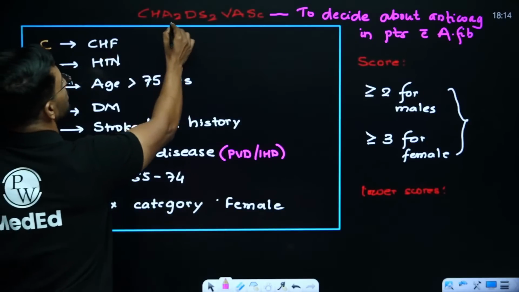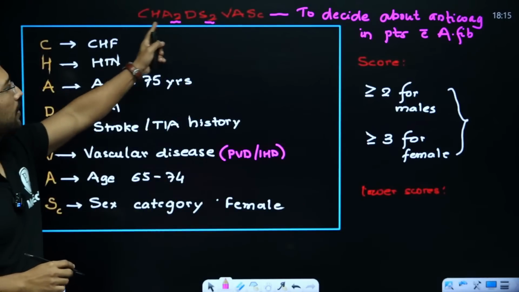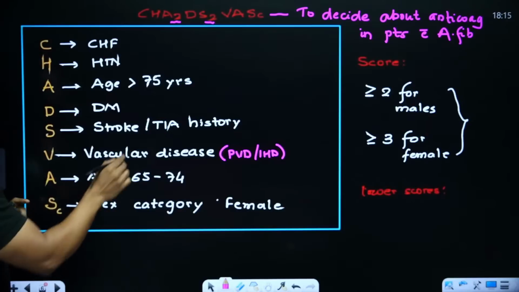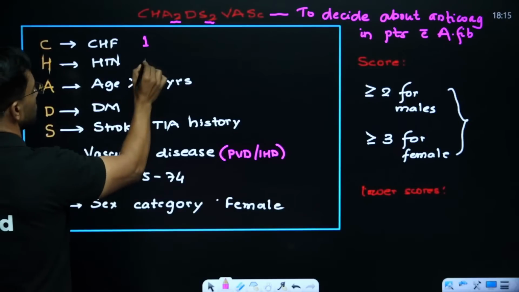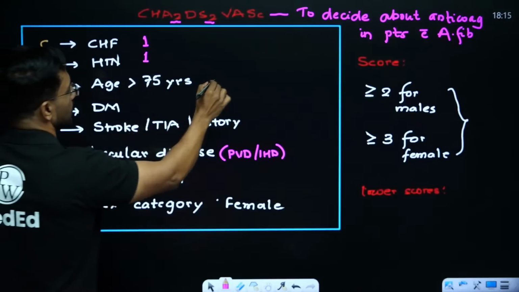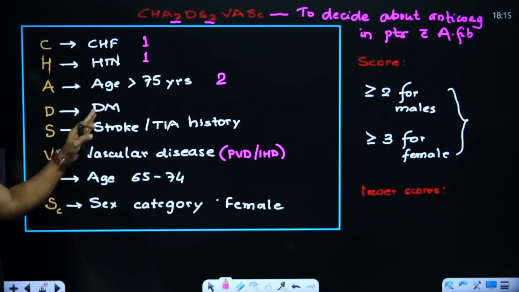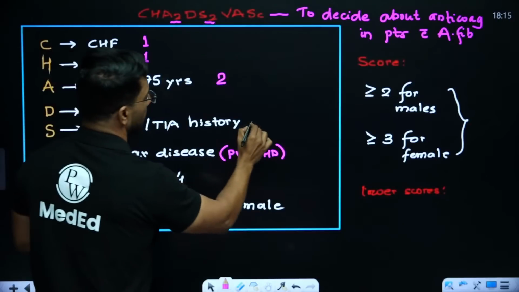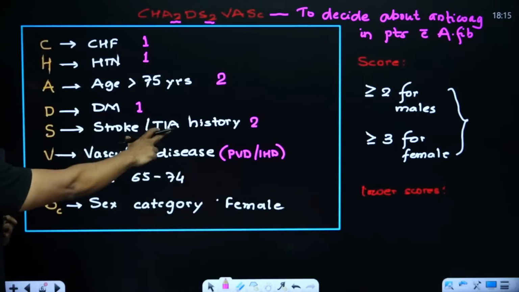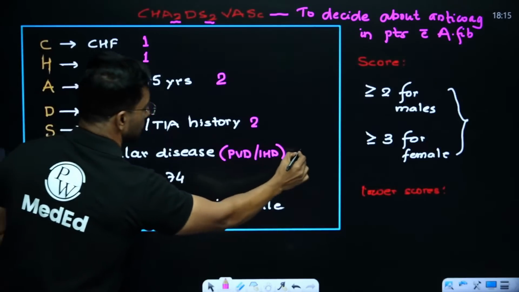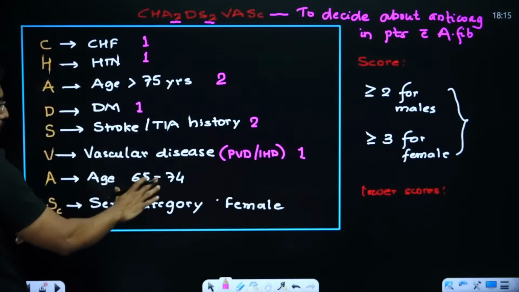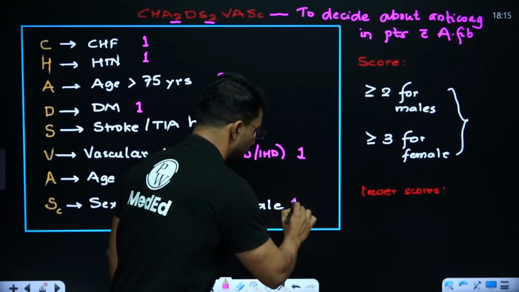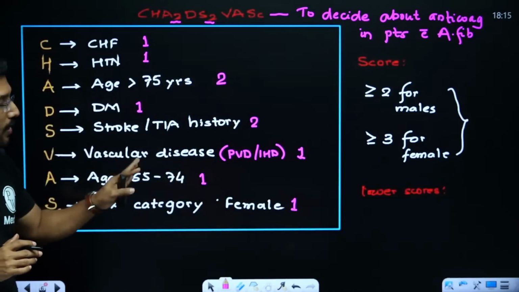Now here we are calling it CHA2 and DS2. That means for every letter we give 1 point, but for the first A we give 2 points and the first S we give 2 points. Congestive heart failure, the patient gets 1 point. Hypertension, 1 point. Age more than 75 years, 2 points. If he is diabetic, 1 point. If the patient had a stroke in the past or history of TIA, 2 points. That is S2. Vascular disease, 1 point. Age not more than 75 but 65 plus, again 1 point. And if it is female gender, we give 1 point. This is how we calculate the CHA2DS2-VASc score.